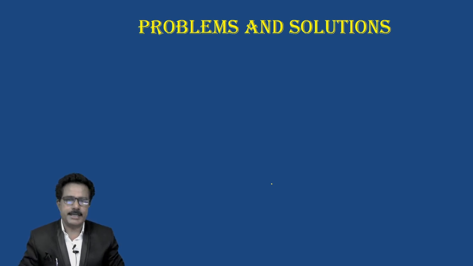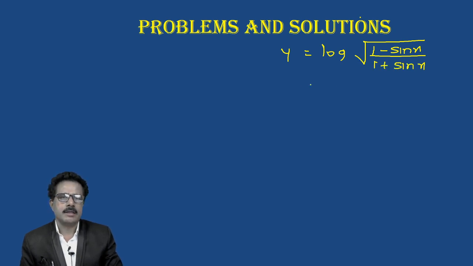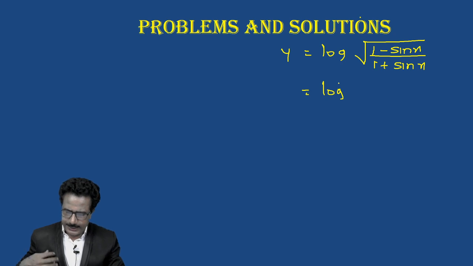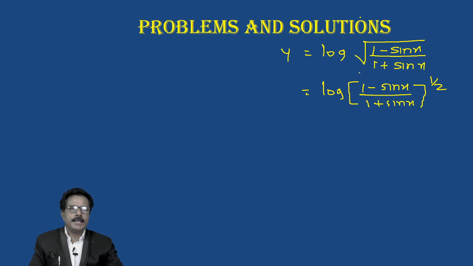What is that example here? Suppose y is equal to log of root 1 minus sin x divided by 1 plus sin x. Now again, log of root 1 minus sin x divided by root 1 plus sin x. We can write (1 minus sin x divided by 1 plus sin x) whole to the power 1 by 2. This root is shifted into its fractional power 1 by 2.